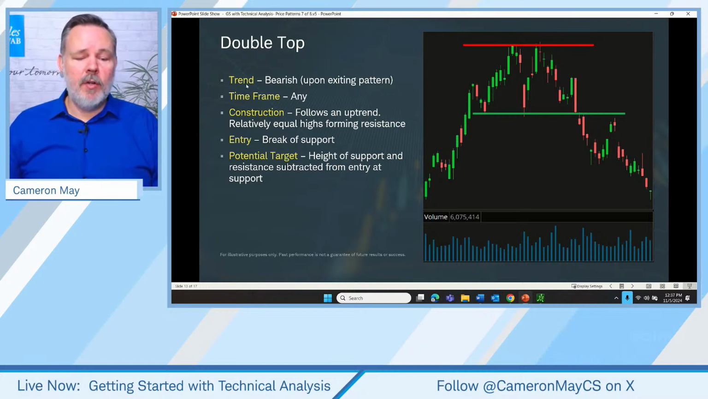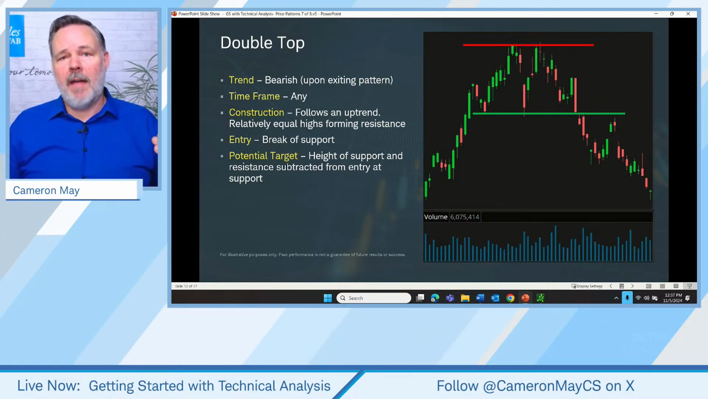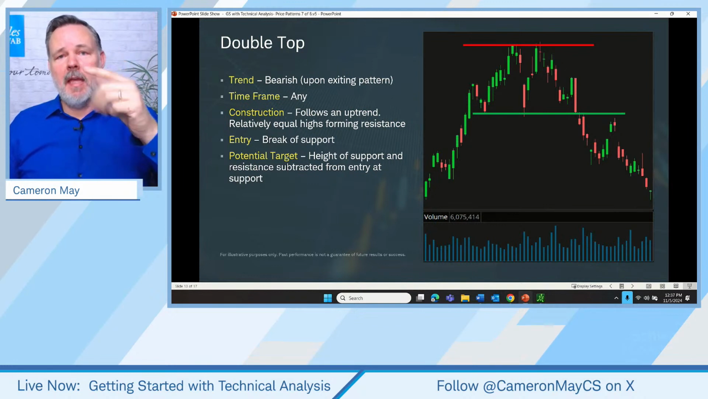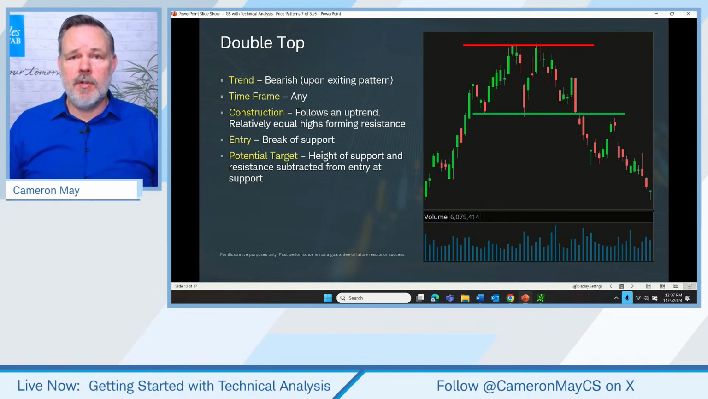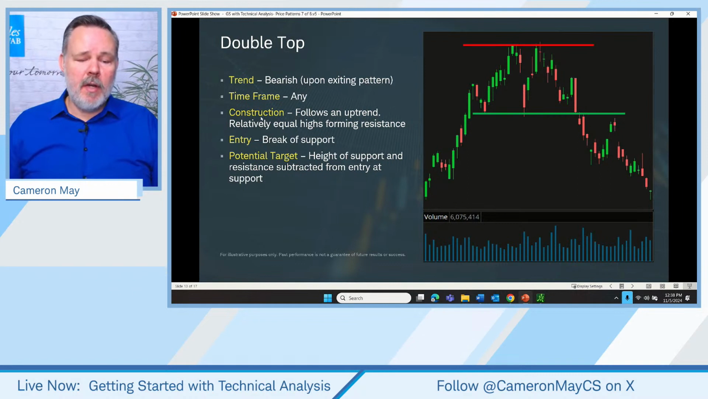So the trader might have looked to establish the trend. In the case of a double top, we have a bullish trend that may be reversing to become bearish, so bearish upon exiting this pattern. A double top can appear in any time frame. Might be on a short-term chart, it might be on an intermediate chart, it might be on a long-term chart.